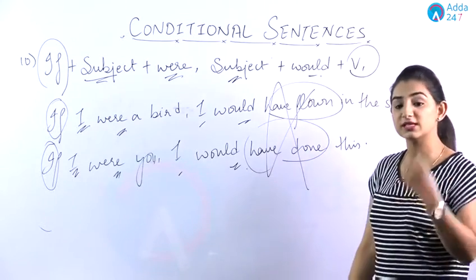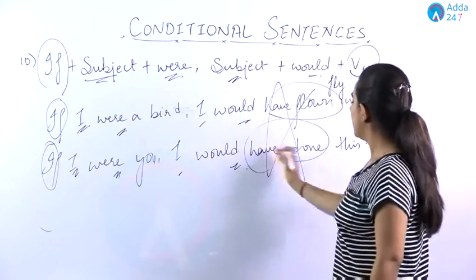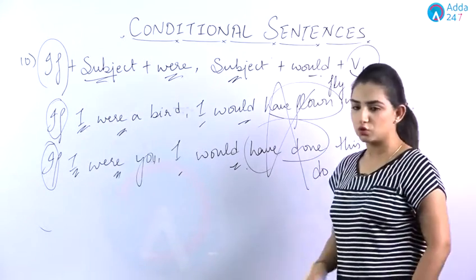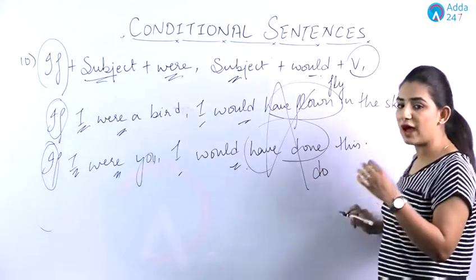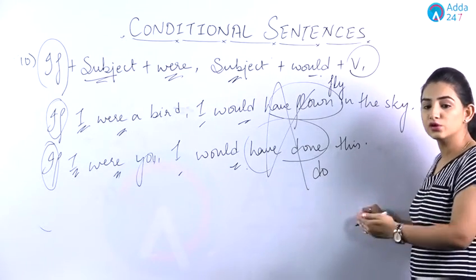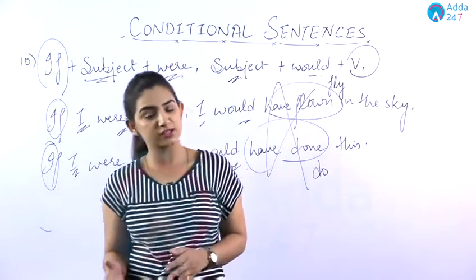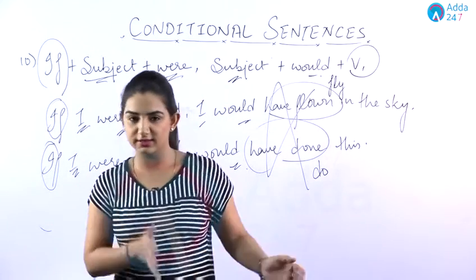What we need to place is verb's first form. Have flown, the first form is fly. Have done, the first form is do. So the sentence becomes, if I were a bird, I would fly in the sky. If I were you, I would do this. So whenever we have conditional sentences, we need to follow certain sentence structures.